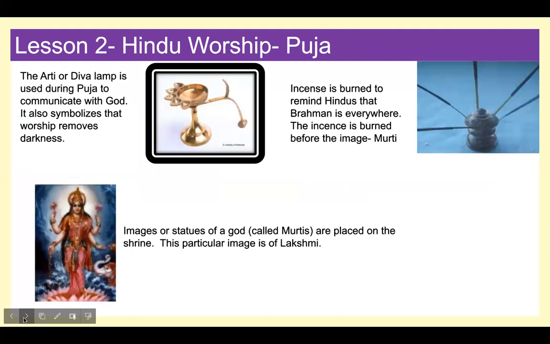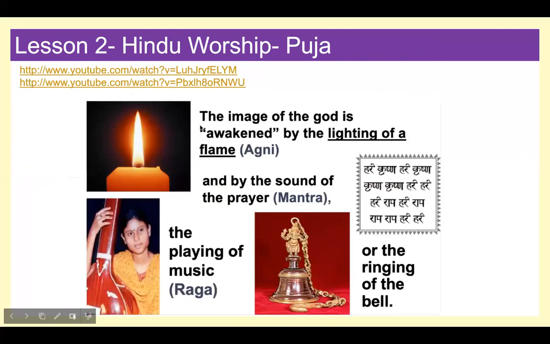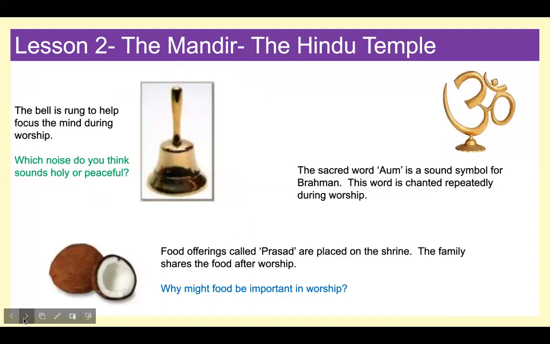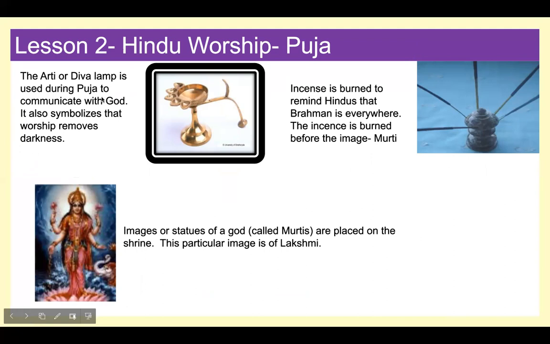Okay, so when we think about the puja, the arti or the diva lamp, and you can see an example of one here, is used during puja to communicate with God, and it also symbolizes that worship removes darkness, that there is that light. And if we just go back a couple of slides, we have that reminder that the image of God is awakened by the lighting of a flame. So it's important in thinking about communicating with God, being close to God, and that it removes the darkness.